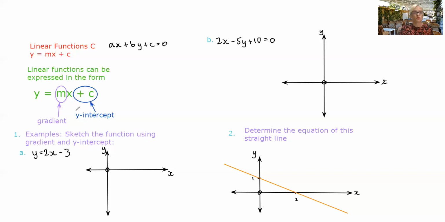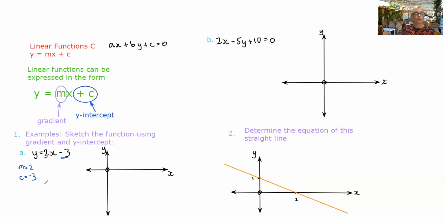You can also use the gradient y-intercept knowledge to take a line that you can see and find out what the equation of that line would be. So we're going to work on 3 examples now and see how we go with our y equals mx plus c. Our first one's nice and easy. We've already got it in the form y equals mx plus c. So the gradient is going to be 2 and the y-intercept is going to be -3.